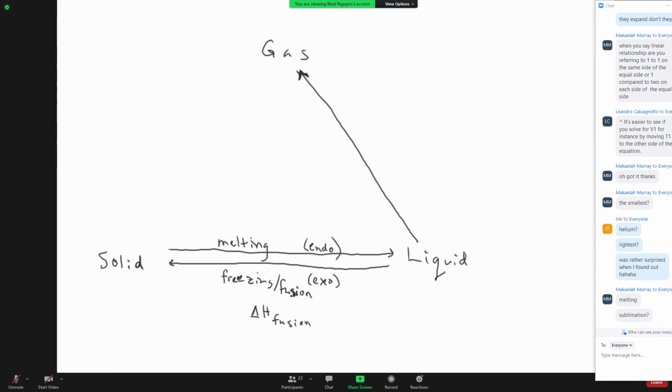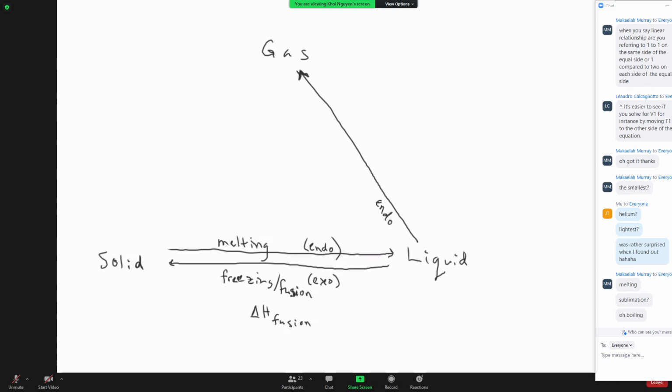So we got sublimation, we got evaporation. Evaporation is what we talk about when we go from water, liquid to gas. But what's the general term for any liquid to go to a gas? By the way, this is endo because we're going to require energy. Boiling is the process that we go through to get there.